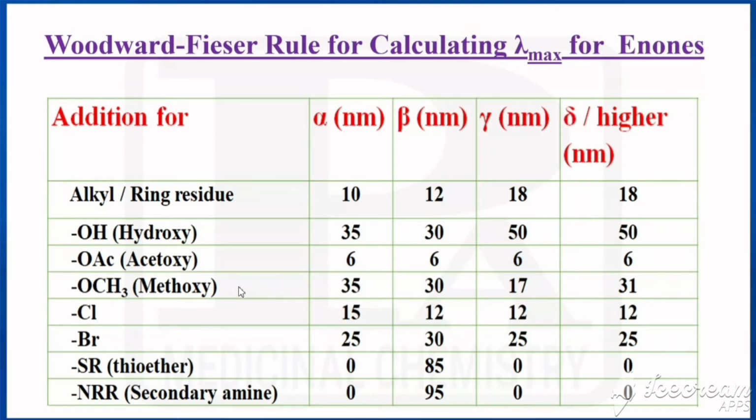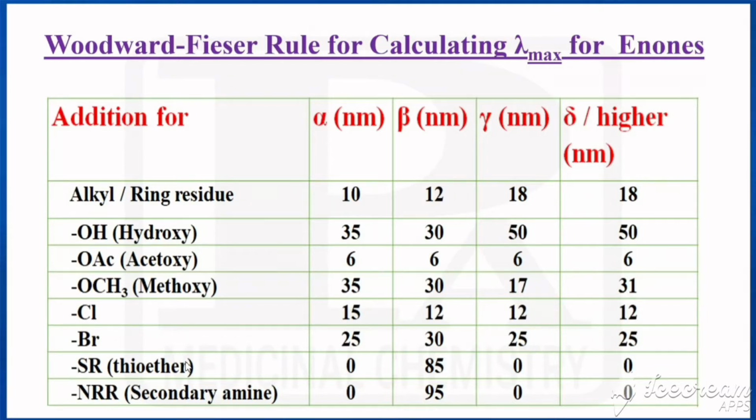If it is methoxy, for alpha it is 35. For beta it is 30. For gamma it is 17. For delta or higher it would be 31. For chlorine, for alpha it is 15. For beta, gamma, delta or higher, that would be 12. For bromine, if it is alpha, that would be 25. For beta, that is 30. For gamma or delta or higher, that would be 25.